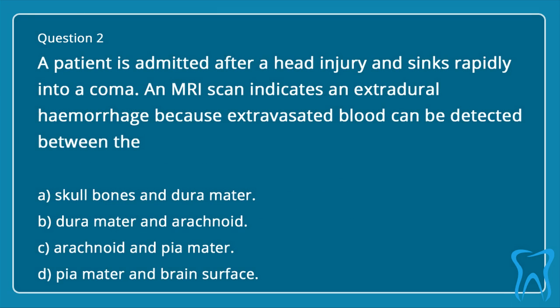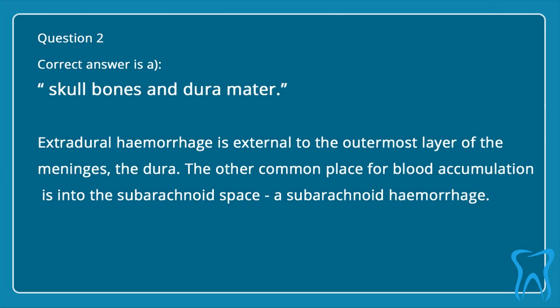Question 2. A patient is admitted after a head injury and sinks rapidly into a coma. An MRI scan indicates an extradural hemorrhage because extravasated blood can be detected between the A. skull bones and dura mater, B. dura mater and arachnoid, C. arachnoid and pia mater, D. pia mater and brain surface. Correct answer is A. skull bones and dura mater.